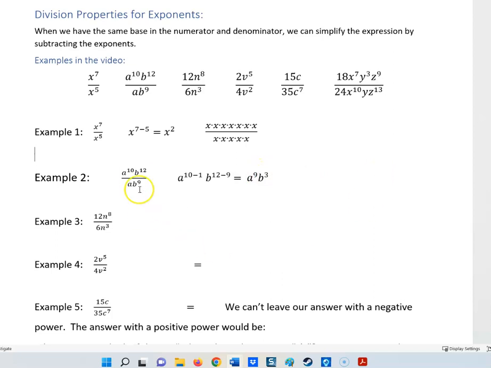Again, if you were to ask yourself, where do I have more exponents and how many more? You have more a's on the top by 9 and more b's on the top by 3.